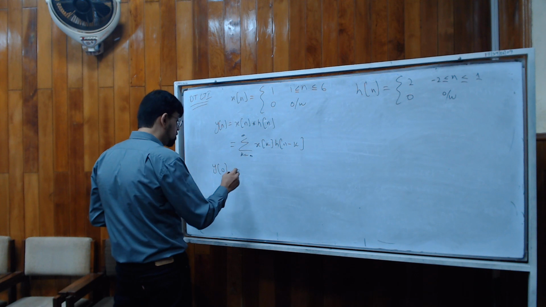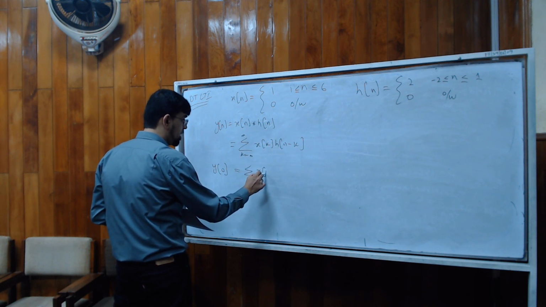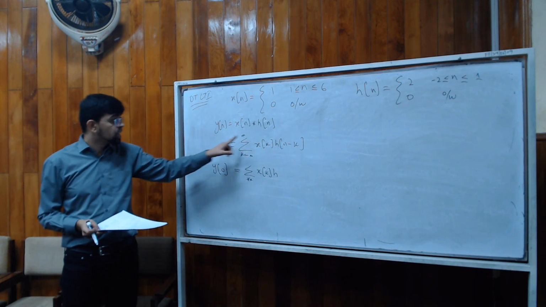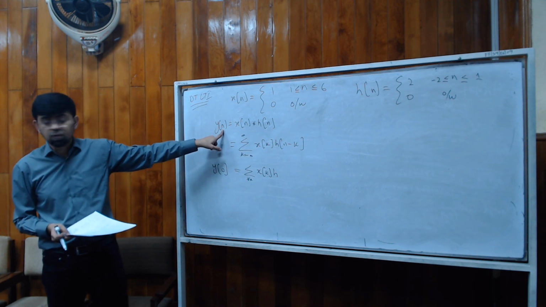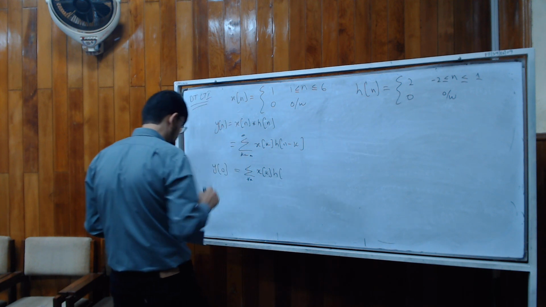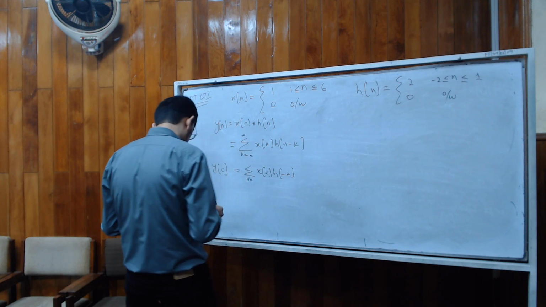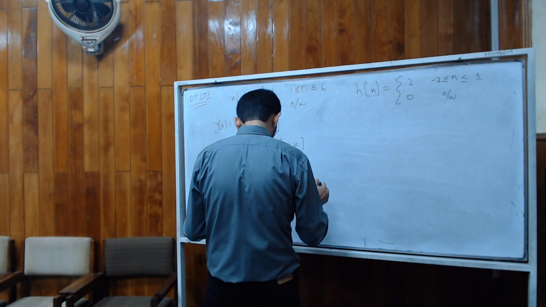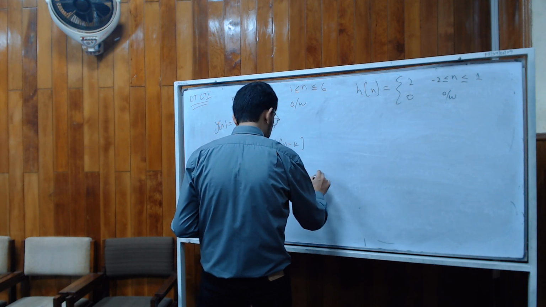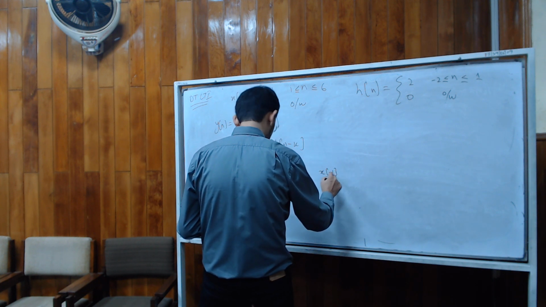Well, y0 would be the sum over all k of x[k] h[n minus k]. Remember, what becomes 0? Not the k. You are making n 0. So n will be 0. So you are talking about h[minus k]. Now if you want to write it out a little bit, there are other terms, but because they are zeros, we don't really need them.